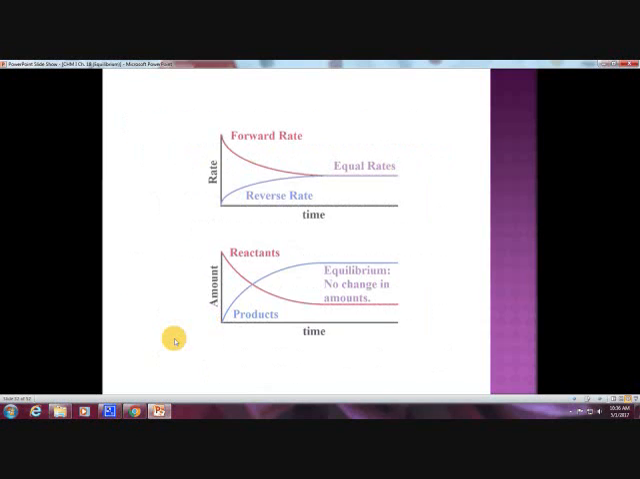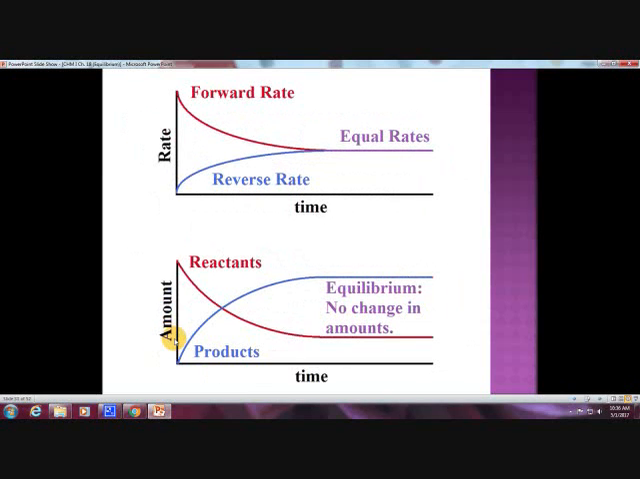Okay? So I have these two graphs. They are kind of a good illustration of what happens. Notice how the x-axis for both is time, but on the y-axis it's changed. Okay, so you're going to have questions about this. The top one, or your left one, is rate, and then the other is the amount.